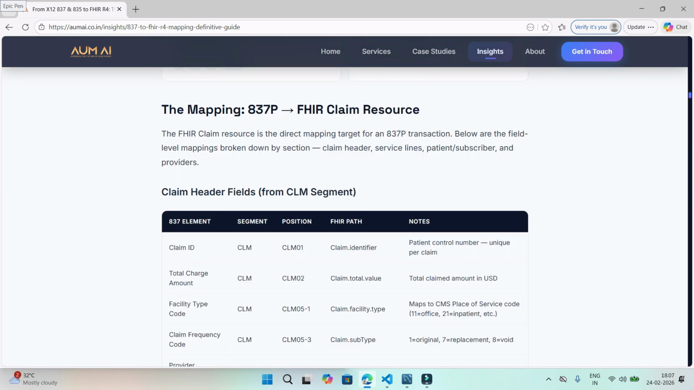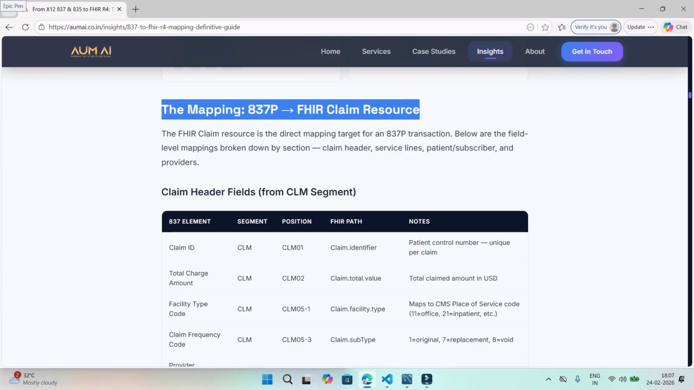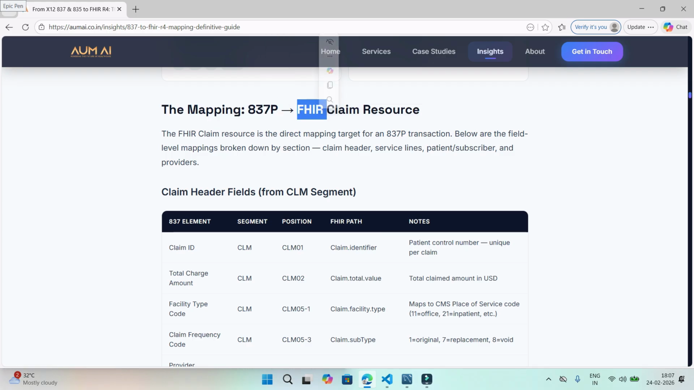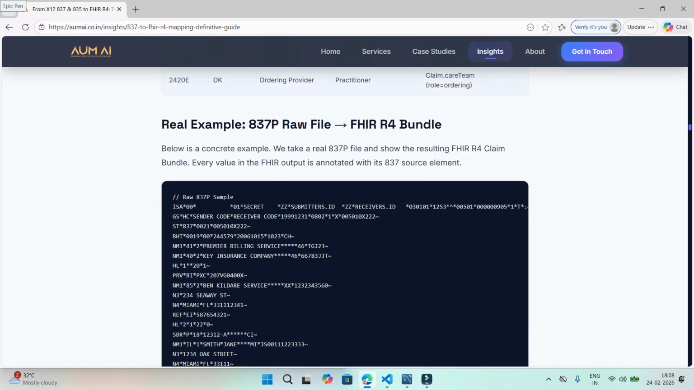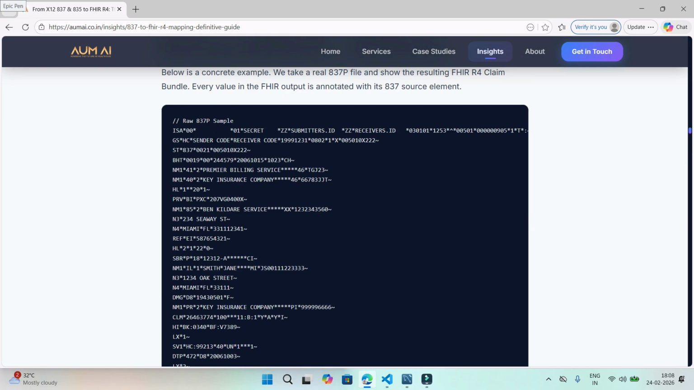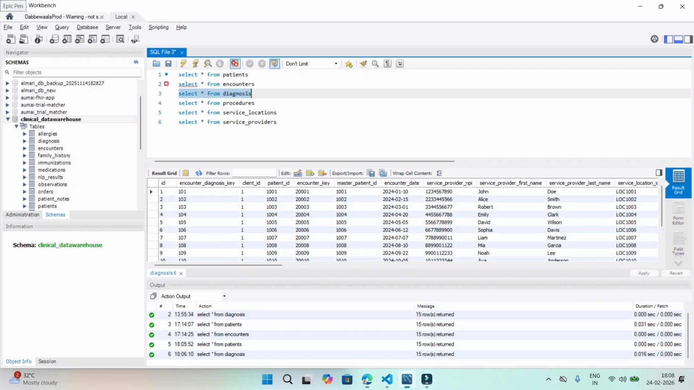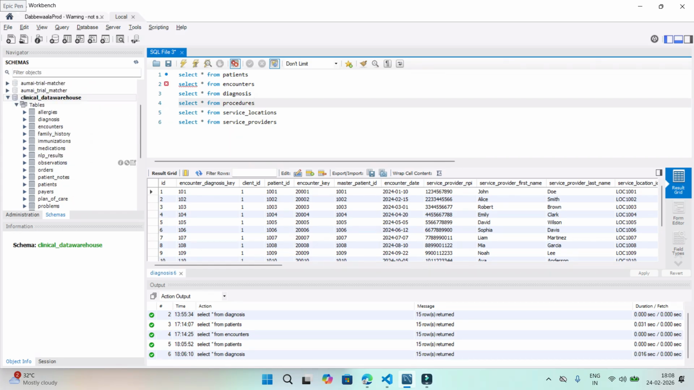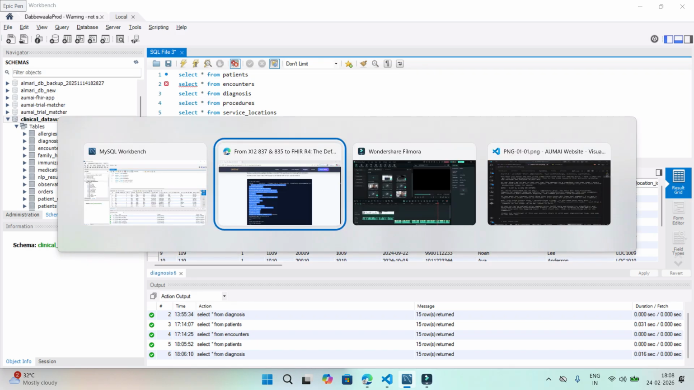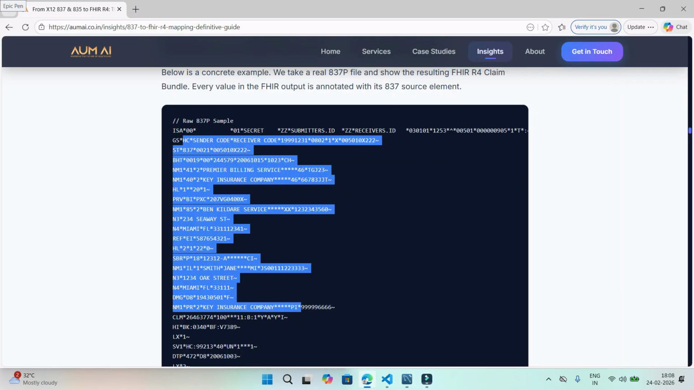Now, here is something that most guides completely miss. In practice, you don't go straight from raw X12 to FHIR. What most systems do is they parse the 837 into a relational database with normalized tables, and in our case, I have parsed it in the clinical data warehouse into separate tables.